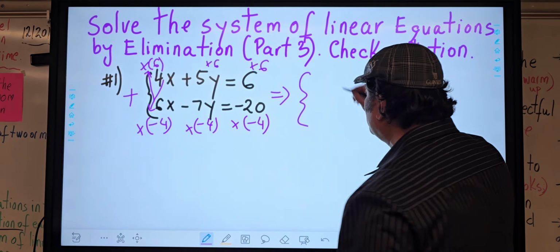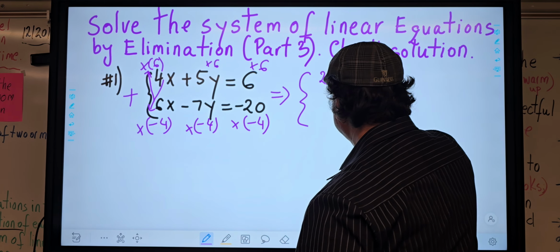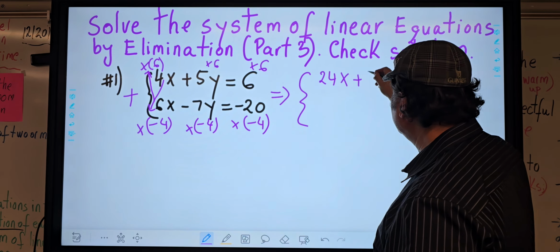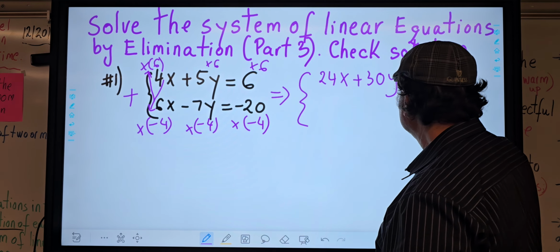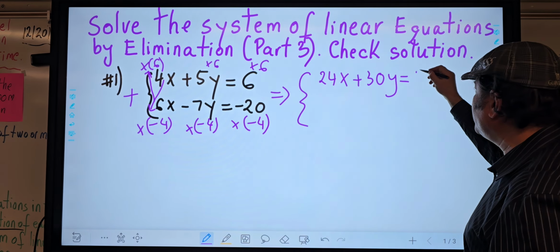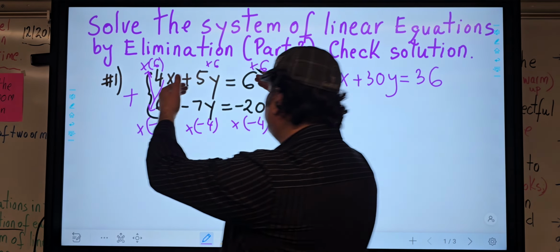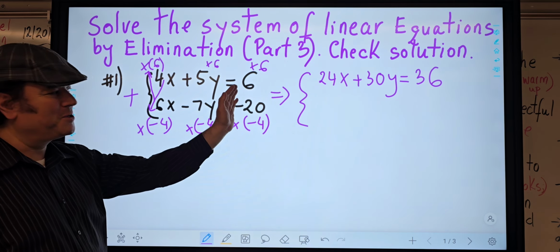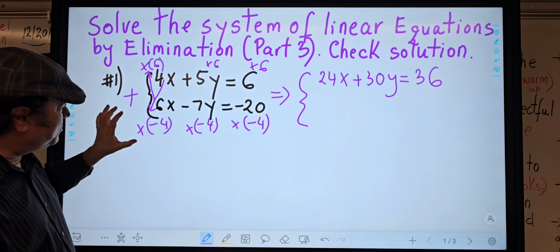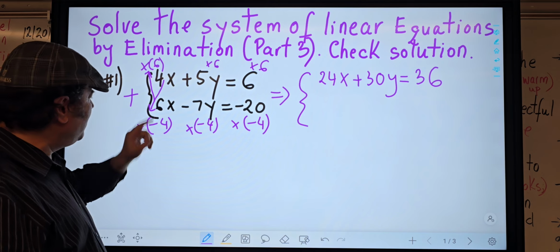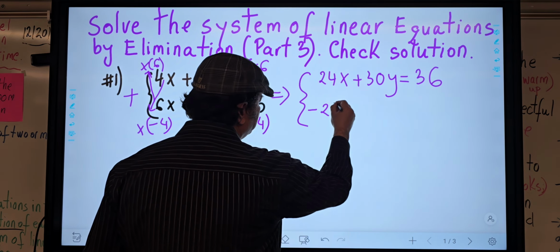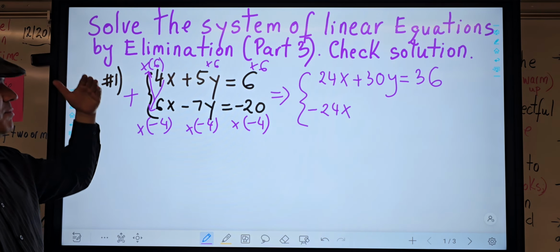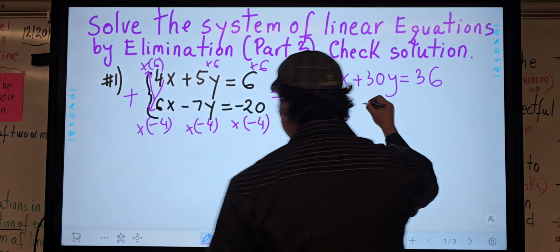6 times 4x becomes 24x. 5 times 6 becomes 30y, plus 30y equals 6 times 6, 36. And that's our first equation after we multiply by 6 on all the terms. Let's continue to the bottom equation. 6 times negative 4x becomes negative 24x. Negative 7y times negative 4 becomes positive 28y.